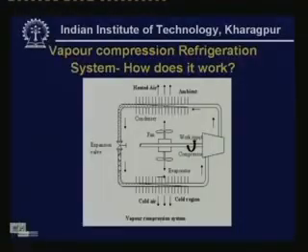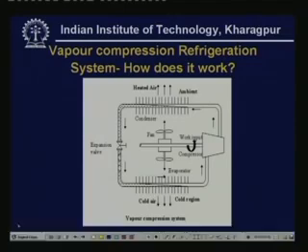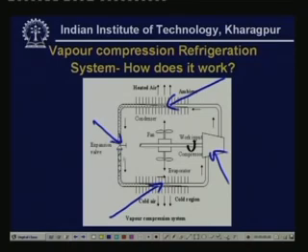Now let me show the basic principle of a vapor compression refrigerant system. Again, you have the four basic components here: evaporator, compressor, condenser, and an expansion valve. Let us begin at this point. Right after the expansion valve, a low pressure, low temperature liquid enters into the evaporator, where it boils by taking heat from the surroundings. So surroundings get cooled and you get a refrigeration effect in the surroundings.